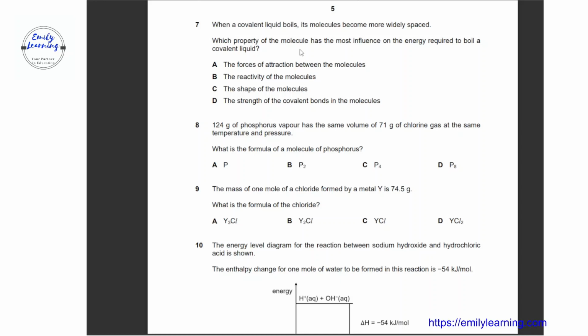So next, which property of the molecule has the most influence on the energy required to boil a covalent liquid? So basically, they are asking you what affects boiling point of a covalent molecule. So you learn that it is the intermolecular forces that affects the boiling point. The stronger the intermolecular forces for covalent liquids, the higher the boiling point. So the answer for 7 is A, because it's the force of attraction between molecules or the intermolecular forces.